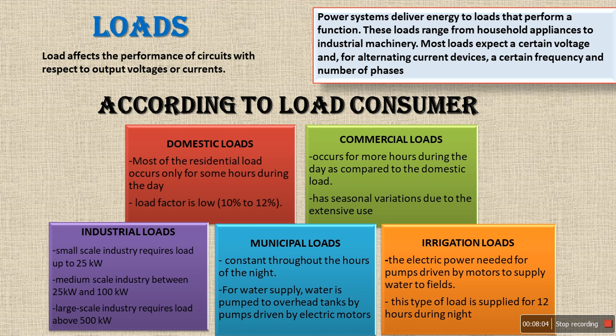Next is industrial loads. Small scale is up to 25 kilowatts. Medium scale is between 25 kilowatts and 100 kilowatts, and large scale requires a load above 500 kilowatts. And municipal load is constant throughout the hours of the night. For water supply, water is pumped to overhead tanks by pumps driven by electrical motors. And next is irrigation loads. The electric power is needed for pumps driven by motors to supply water to the field.